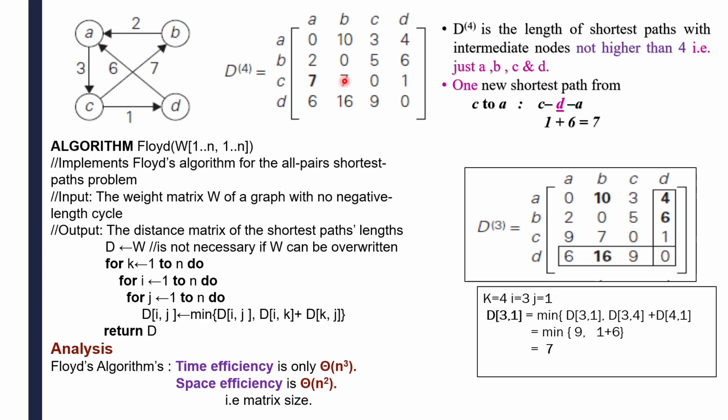In this way you have to calculate for 3 of 2, 3 of 3, 3 of 4. Okay, next 4 of 1, 2, 3, 4. Like this you have to calculate the values for the remaining also. This is the working principle of this particular Floyd's algorithm. Is it clear? And now we'll go for the analysis.